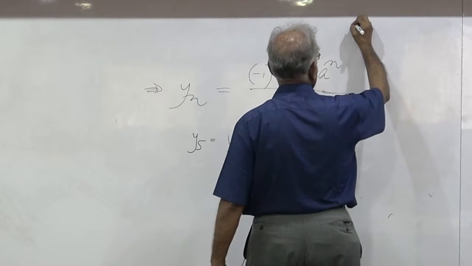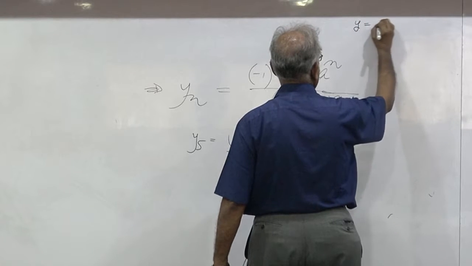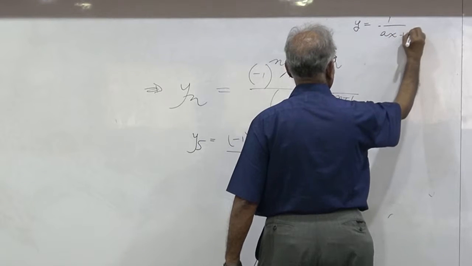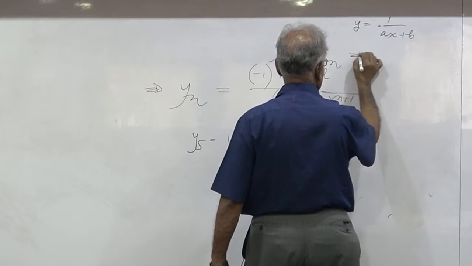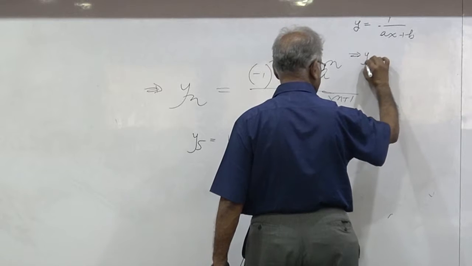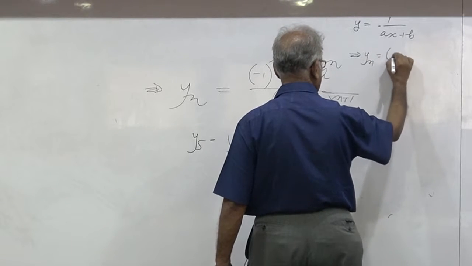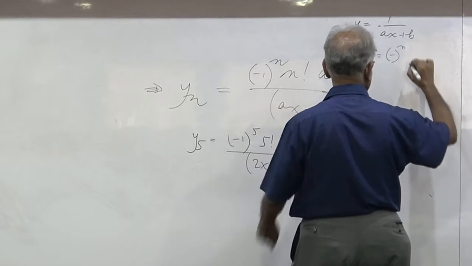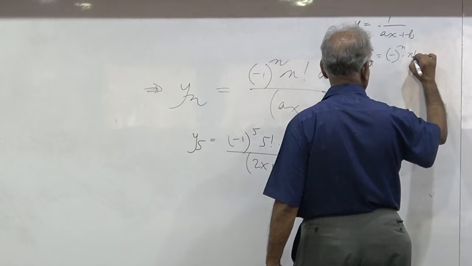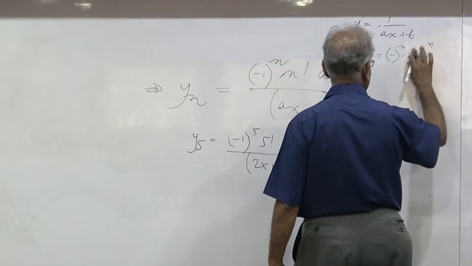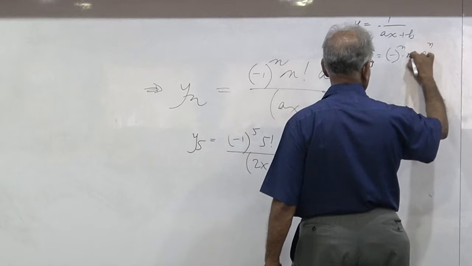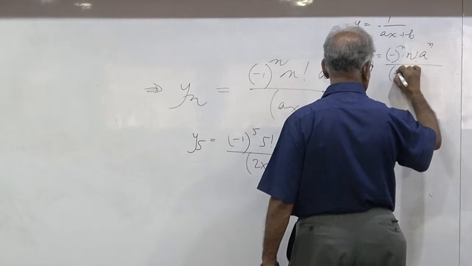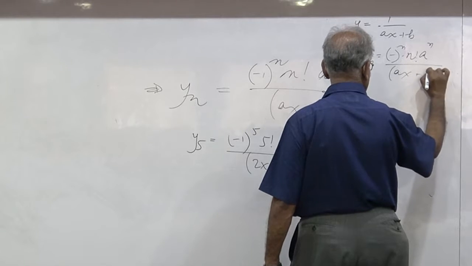So y is equal to 1 over (ax + b) implies y_n is equal to (-1)^n n! a^n divided by (ax + b)^(n+1).